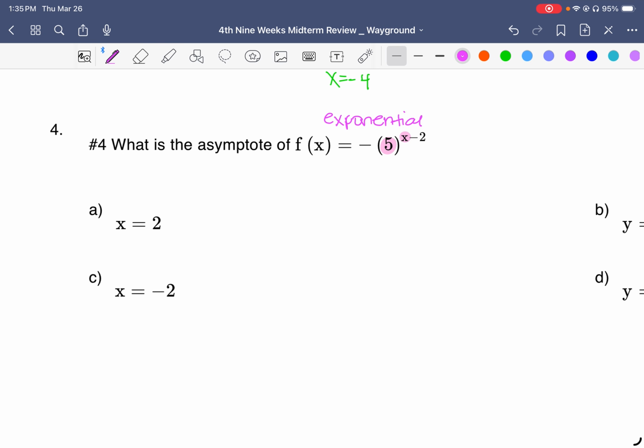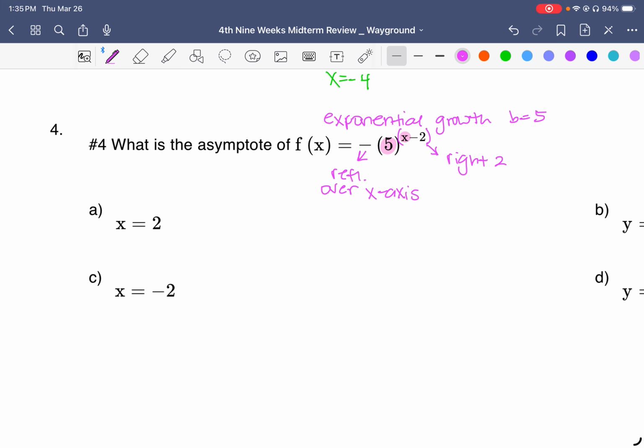And b is 5, so that would indicate exponential growth. Okay, because b is 5. So what transformations do we have? This negative indicates that there was a reflection over the x-axis. And this minus 2 is in the exponent, so I'm going to put parentheses around this. That is considered inside the house. So minus 2 would be to the right 2 units because everything inside is a lie.